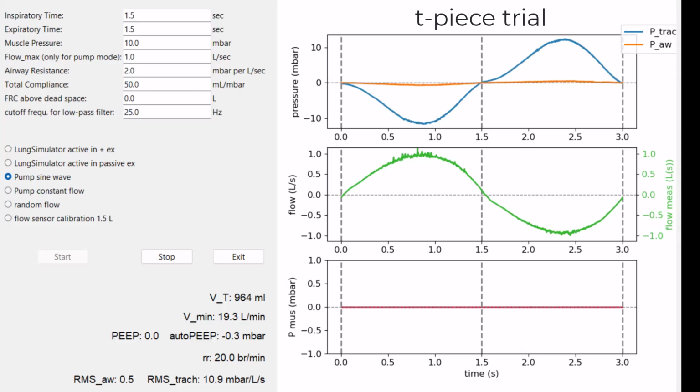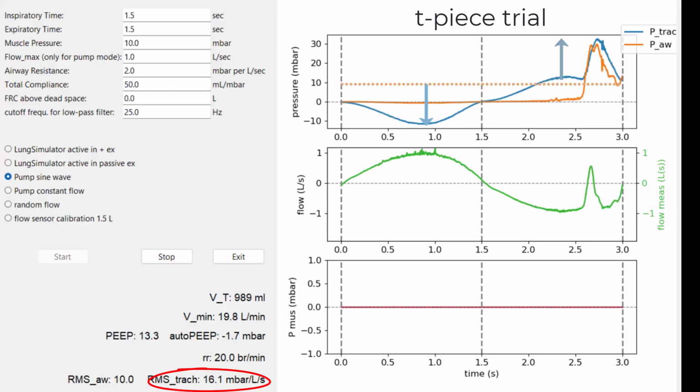And so now what you just saw is we switched to a T-piece trial. So we disconnected the ventilator and now the airway pressure is constant and the tracheal pressure in inspiration decreases by this 10 centimeters of water and increases in expiration by about the same amount. And now you see the effective resistance is 10.9 millibar per liter and second.